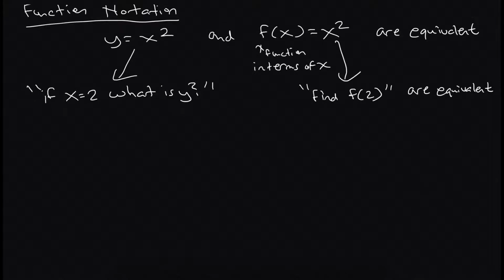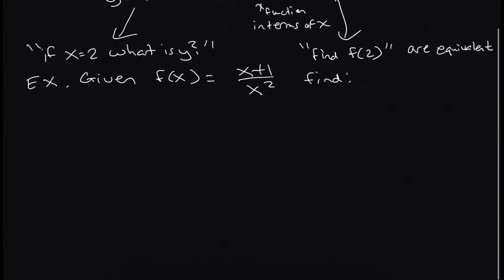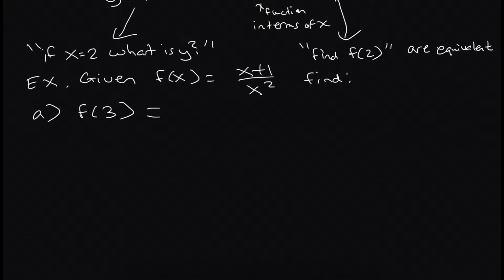Let's do an example to kind of get used to function notation a little bit. Let's say given f of x is equal to x plus 1 divided by x squared. Let's do a few things here. Let's do first things first. Let's find part A. Let's do f of 3. So you'll see some problems like this on the homework. I think there's 2 of them like this on there.